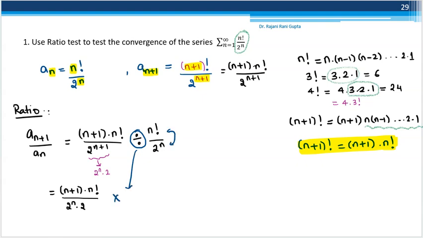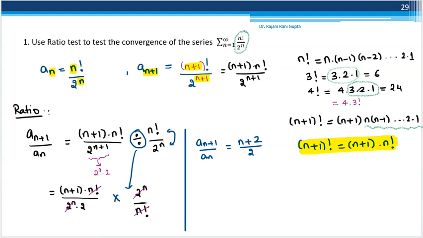Okay. And flip this number. This is just for simplification: 2 power n over n factorial. Now cancel the terms that you can cancel. You can cancel n factorial with n factorial, 2 power n with 2 power n. So this gives us, guess what we get? We get the ratio a_{n+1} over a_n as (n+2) over 2.